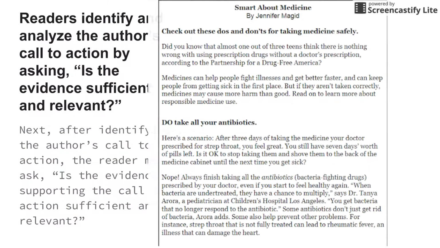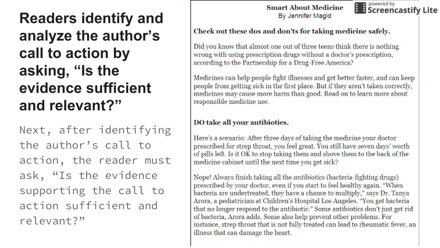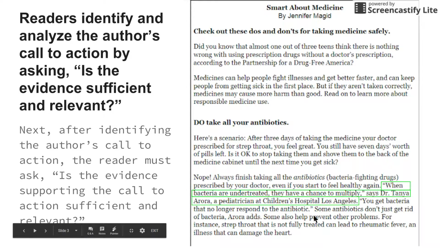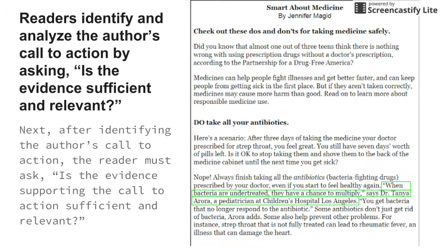So in the article Smart About Medicine, the first section, we learned that the call to action is use medicine responsibly. And then in the second section, do take all of your antibiotics. As I reread this, I learn that the author does include an expert, a voice of authority. The author includes Dr. Tanya Arora, a pediatrician at Children's Hospital, Los Angeles.